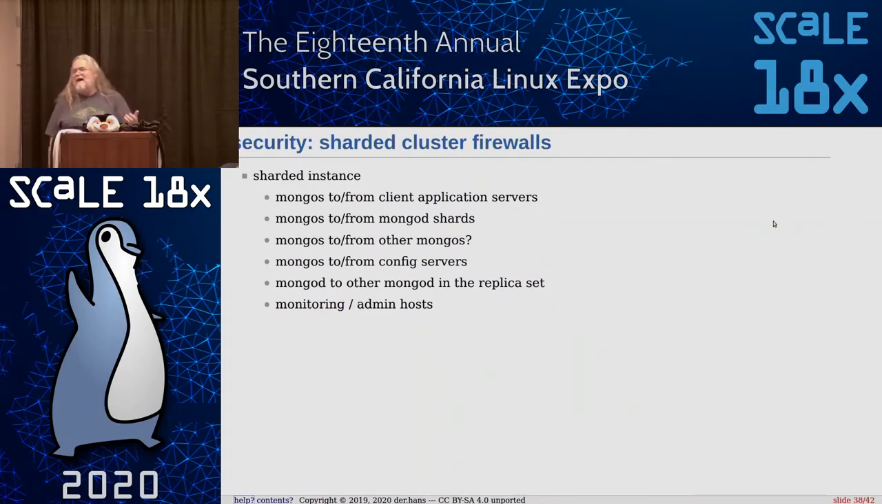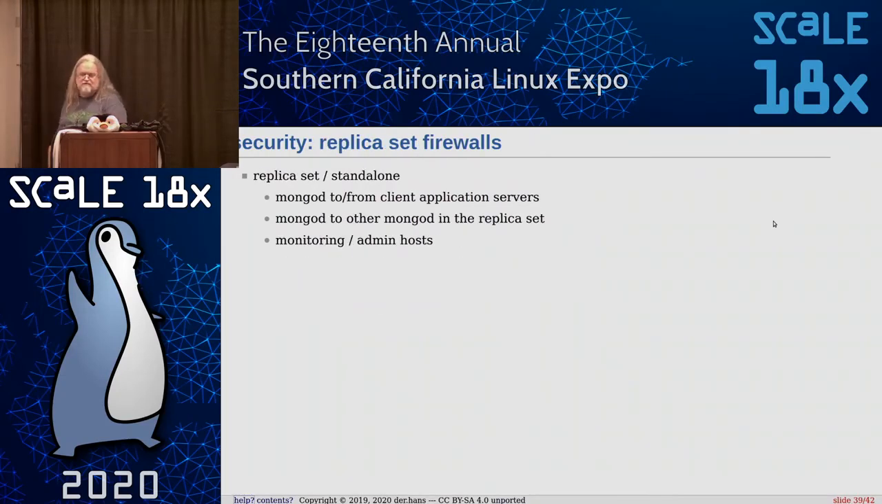And then, of course, you need to have access from your monitoring and admin hosts, right? If your backup server can't talk to it, it won't be running backups. And whatever you're monitoring, you should be monitoring it. Make sure that that can get to all the things you need. Specifically, MongoStat is a very useful tool. It's great, but it talks to every single node and lots of the different Mongos. So you want to make sure that your firewalling is allowing those connections to come in.